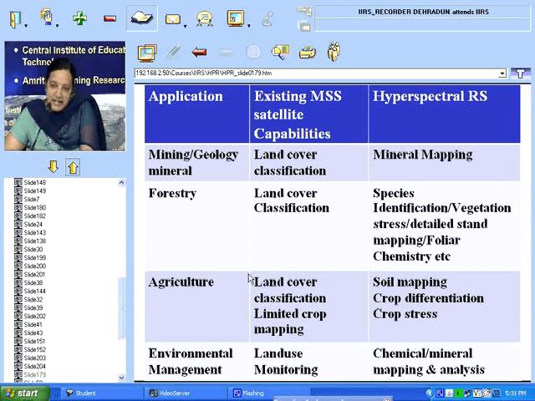In case of agriculture, the existing data would help you again with simple land use land cover classification, helping you identify different types of crops, maybe due to, we can say, the irrigated, non-irrigated, or to some extent the different types of crop mapping, but limited to a certain extent. Whereas with hyperspectral, we can go up to the soil mapping, the type of stress, the deficiency in the soil due to the salinity present, the soil moisture, the crop differentiation, and the crop stress. And in environmental management, land use land cover monitoring can be attempted with the broadband remote sensing, whereas with hyperspectral, one can study the chemical mineral mapping and their analysis.